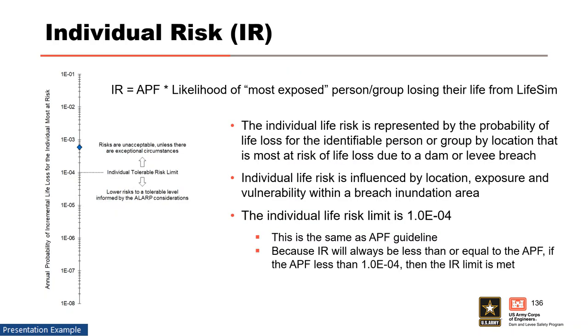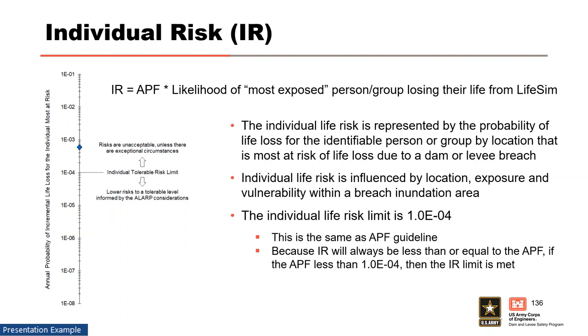We also have a plot for the individual most at risk. The individual life risk is represented by the probability of life loss for the identifiable person or group by location that is most at risk of life loss due to a dam or a levee breach. It is influenced by a person's location, exposure, and vulnerability within a breach inundation area. The individual risk is calculated as the annual probability of failure times the likelihood of the most exposed person or group losing their life. The second term in the equation will be provided by the consequence specialist.